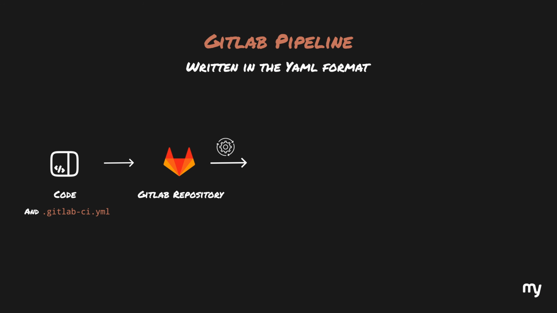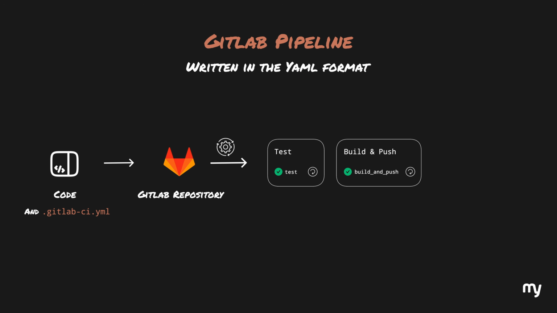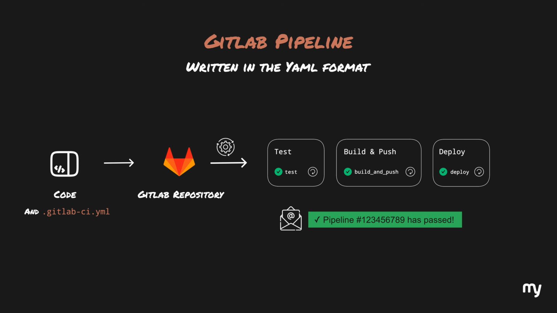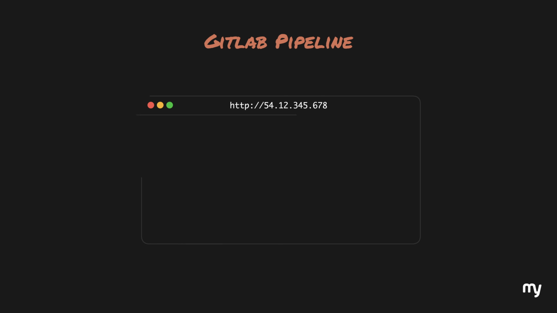Now, we can either run this pipeline manually or merge something to the main branch to trigger it. Once triggered, it will execute the 3 steps one by one. Once completed, it will automatically send an email with the status of the pipeline. After that, we can hit our production server's IP or DNS in the browser and see our app ready for us. And there you have it, your very own CI/CD pipeline up and running.